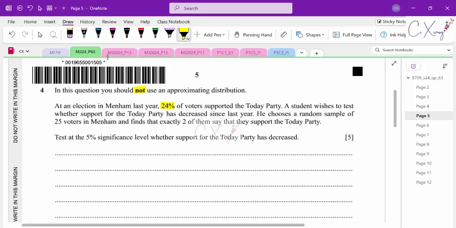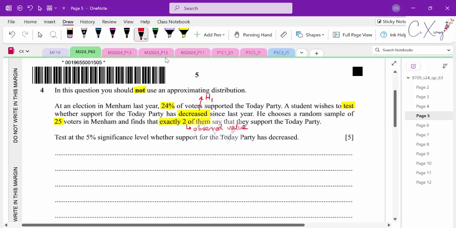Then a student wishes to test. So you highlight the keyword test. Yeah? To test whether support for the party has decreased. Highlight the keyword decrease. This is the keyword to help us set up the alternative hypothesis. He chose a random sample of 25 voters, and after that, exactly 2 of them say that they will vote for the Today party. So 2 is the observed value, and you are going to use it to calculate the p-value later.